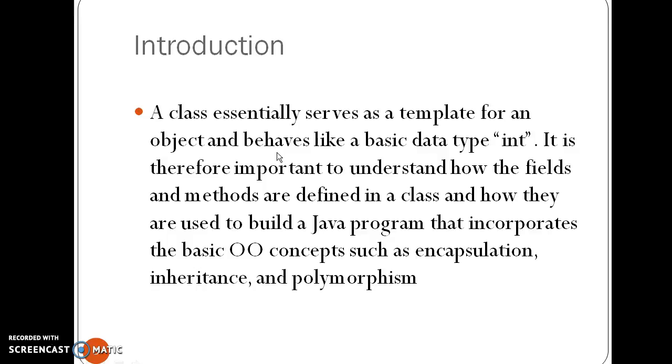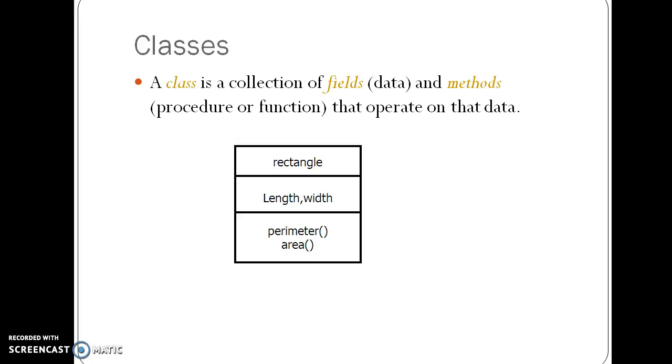Actually, a class is a user-defined data type. If we speak roughly, then you can say a class is a collection of similar type of elements, because once the class is specified, we can create any number of objects. Let us see the example. A class is a collection of fields, that is, fields are nothing but the data, and methods are the procedures or functions of that class which operate on that data.